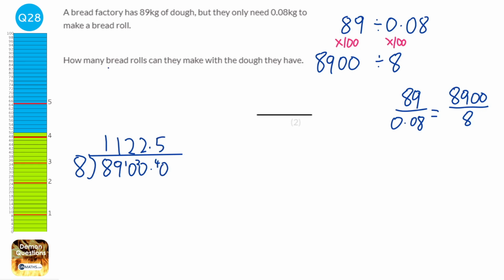Now it says how many bread rolls can we make. Now we can make 1,122 and a half. Well, half doesn't really count, so we're just going to say 1,122 whole bread rolls. Yes, we've got half a bread roll left over, but we are asked how many whole bread rolls can we make.